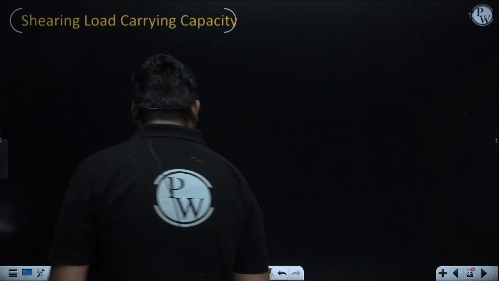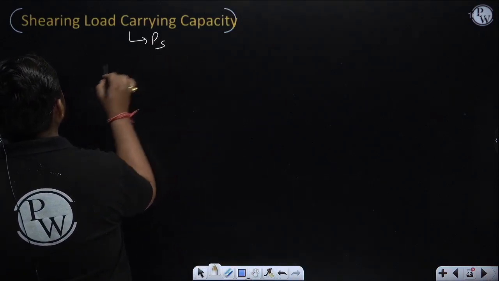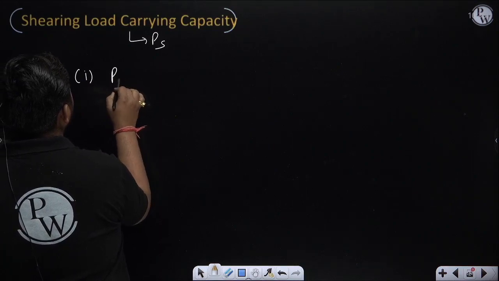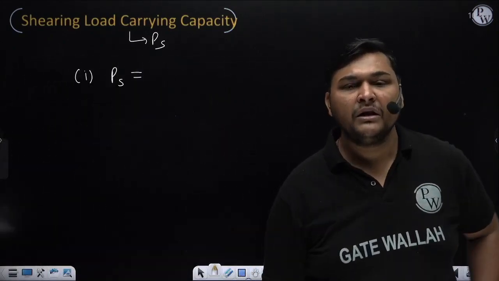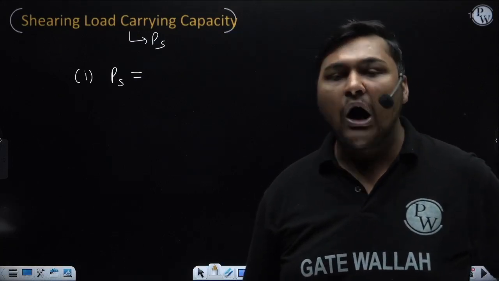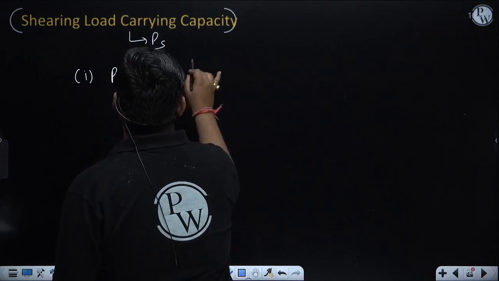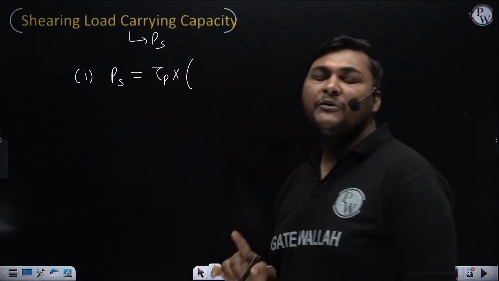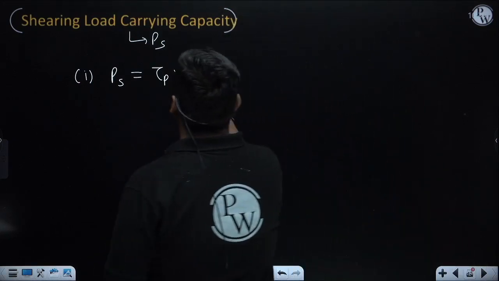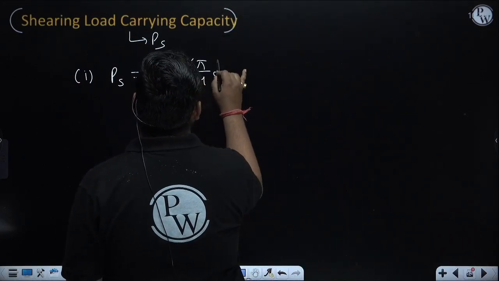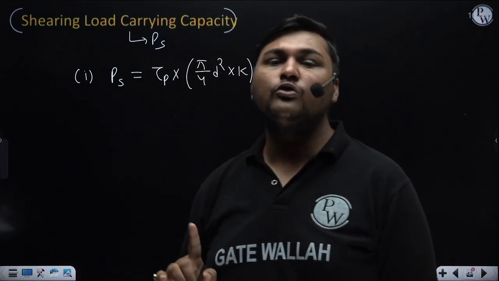So what will be the expression of shearing load capacity? Suppose I am denoting shearing load capacity as PS. If you are calculating shear load capacity, first we will equate the actual shear stress, tau, with tau P into the total shear area. For that, first write the expression of the shear area of one rivet. The formula will again remain the same: pi by 4 d square into k, where k is equal to 1 for single shear and k is equal to 2 for double shear.